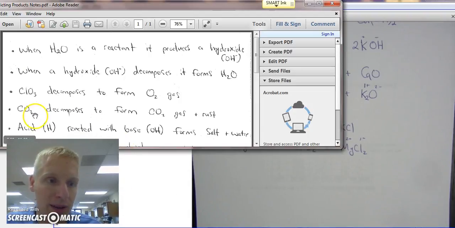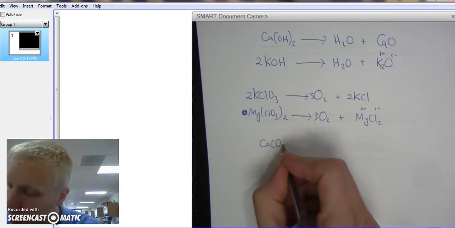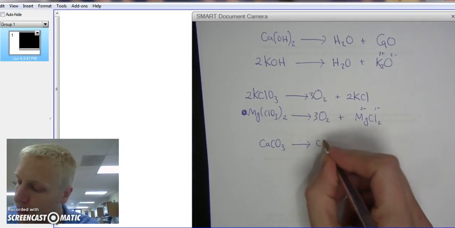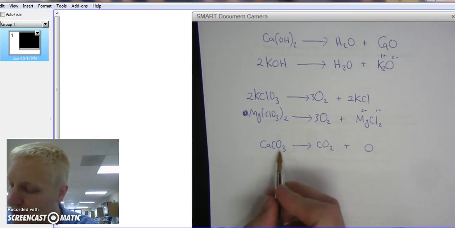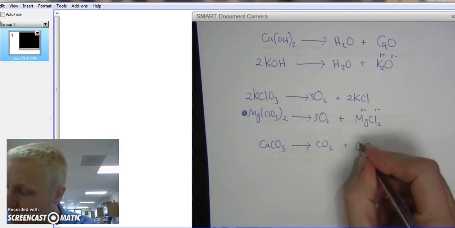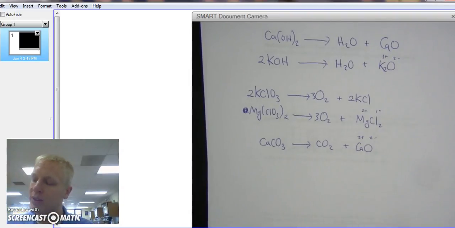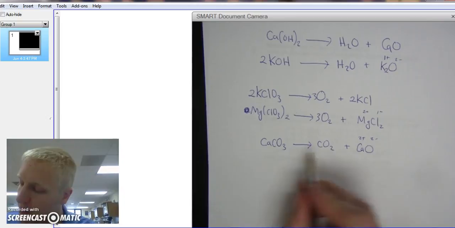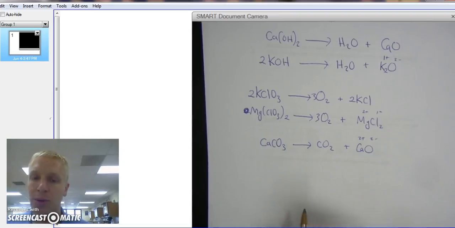Alright, going on to the next one, CO3 decomposes to form CO2 gas and an oxide. So it's carbonate. So why don't we do a common one, calcium carbonate. If you have this, it's going to decompose to form CO2 gas and an oxide. So we got CaO. Calcium is the only other thing to bond with this oxygen to make an oxide. 2 minus, 2 plus, it's overall 0 charge. 1 calcium, 1 calcium, 1 carbon, 3 oxygens, 3 oxygens, and it's balanced. Calcium carbonate decomposes to form CO2 gas and an oxide.